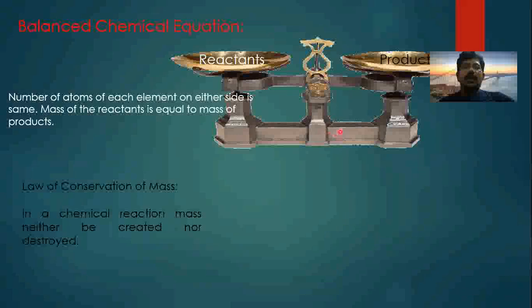So what do you mean by a balanced chemical equation? A balanced chemical equation is an equation in which the mass of the reactants is equal to the mass of the products, or the number of atoms of the reactants is equal to the number of atoms of the products.